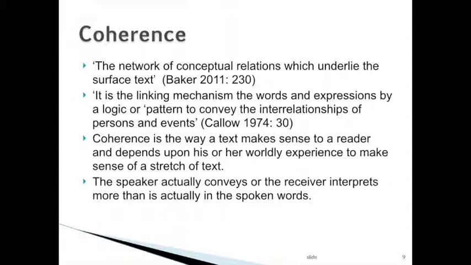Coherence is the network of conceptual relations which underlie the surface text. It is the linking mechanism of words and expressions, and is the way in which texts make sense to a reader. Critically, it's going to vary from reader to reader, because coherence, according to its definition, relies upon the worldly experience of the reader or the listener to make sense of a stretch of text.